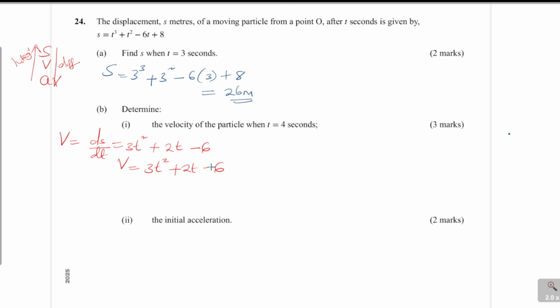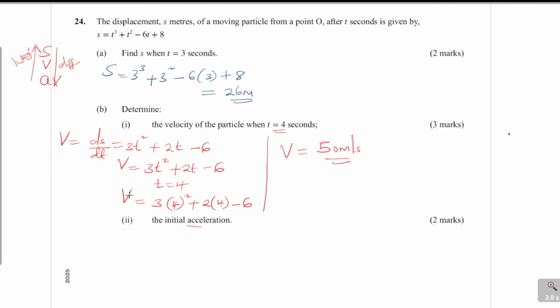As simple as that. Now we're supposed to get velocity when t is equals to 4 seconds. You simply substitute. So v is equals to 3 times 4 squared plus 2 times 4 minus 6. Just substituting t is equals to 4 in that expression of velocity. When you work this out using a calculator, you will get 50 meters per second.